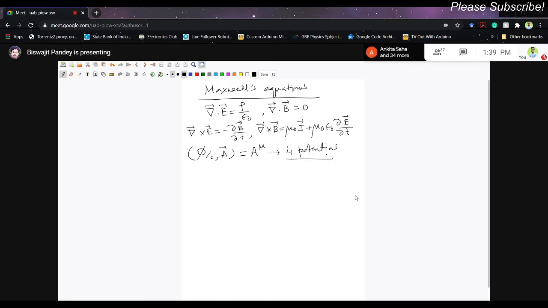But let me just start from scratch. I want to first write down these 4 equations in terms of the scalar potential and vector potential separately, and then we shall combine them. So that is not difficult.